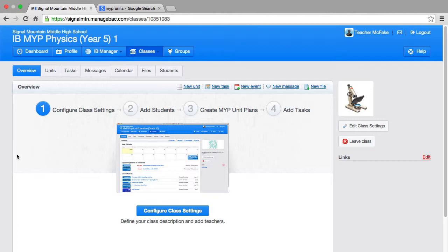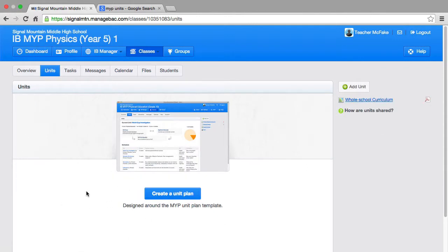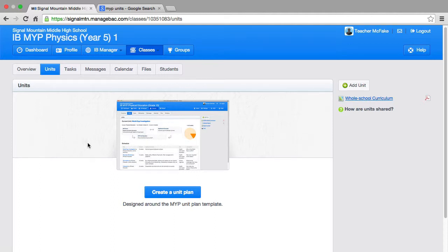Now, to set up units, I'm going to click on the Units tab. Normally, I'd see several units here with the most current one on top, but today I see nothing because Mr. McFake hasn't had any units added.